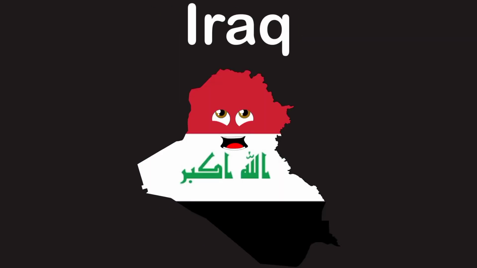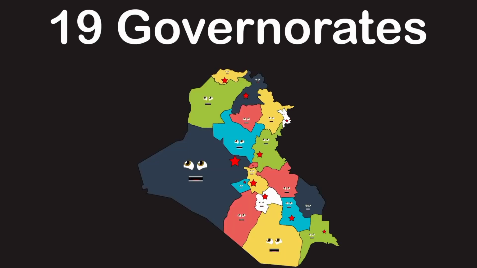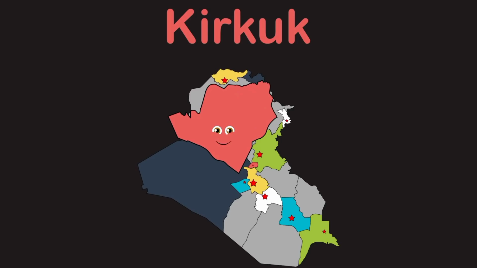I am Iraq, I am back to teach you some facts about the geography of my country. How about that? We are the 19 governorates of Iraq. You can see on the west side of the continent of Asia we will be. Kirkuk is in the northern part of this country. Kirkuk is my capital, as you can plainly see.